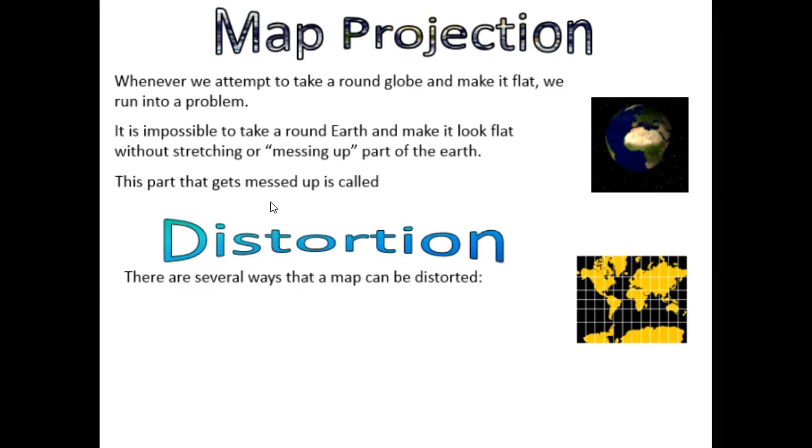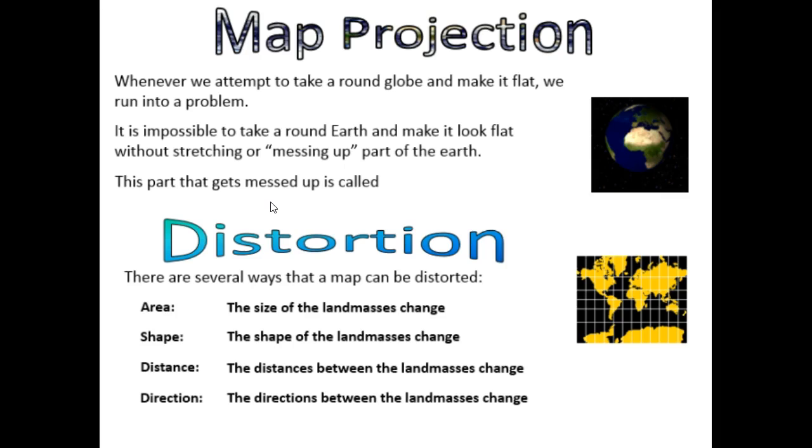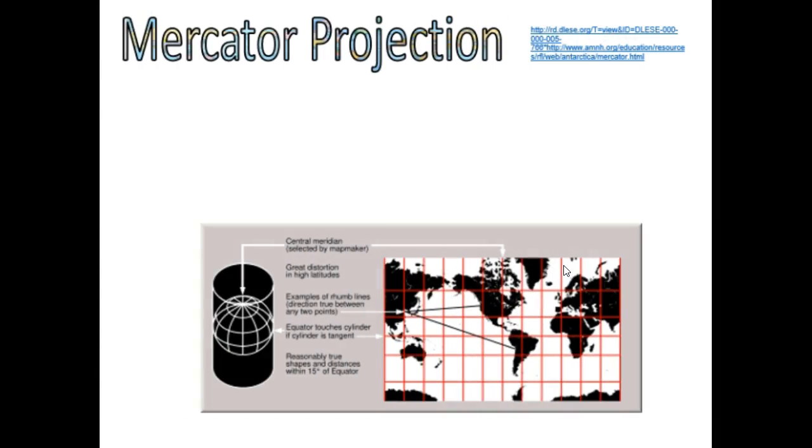Okay, so there are several different ways that a map can be distorted. It can be distorted by area, which means the size of the land masses will change. The shape of the land masses can also change. The distance between land masses change, and the direction between land masses changes. Okay, so distortion is when a map gets messed up because you're changing a three-dimensional world into a flat paper surface.